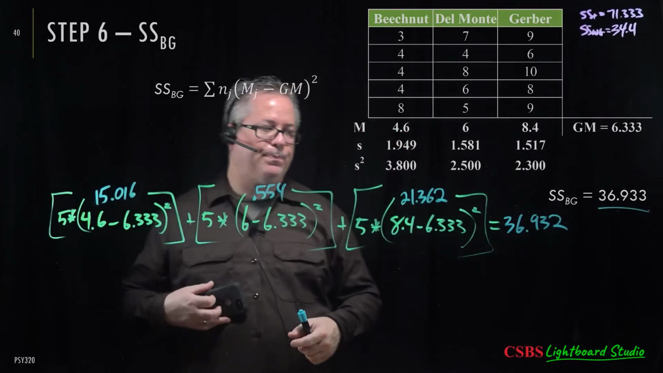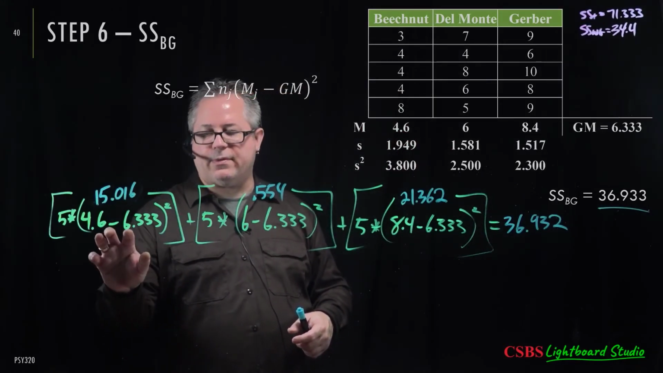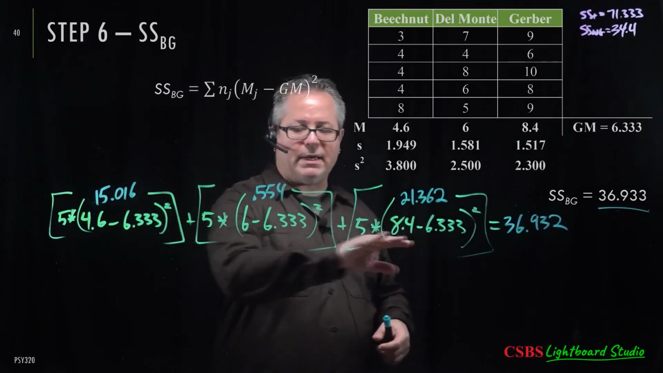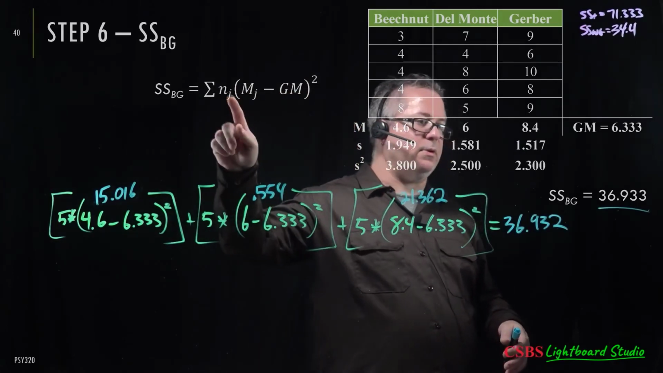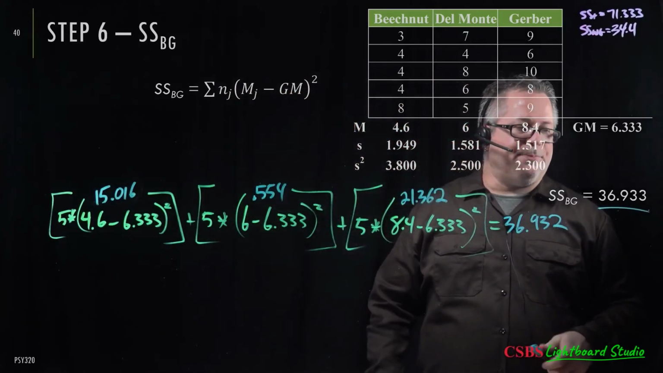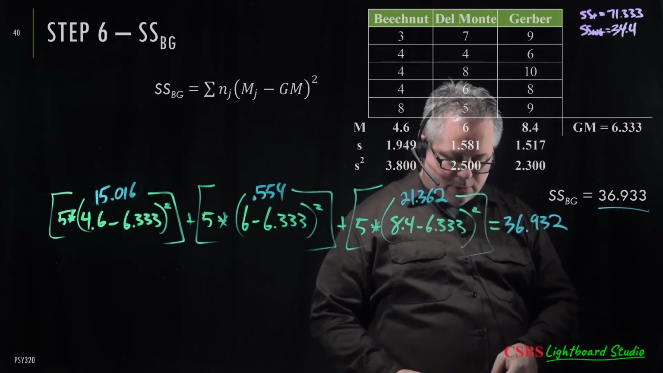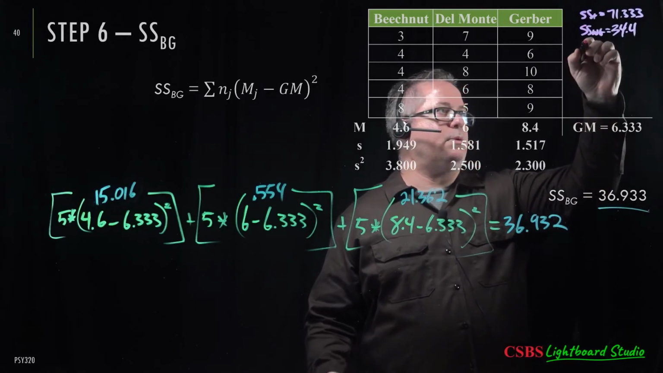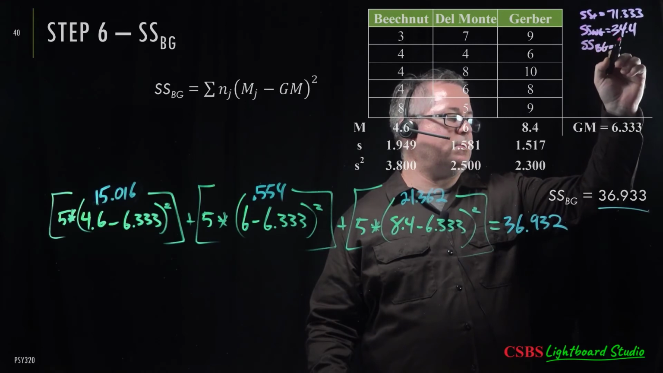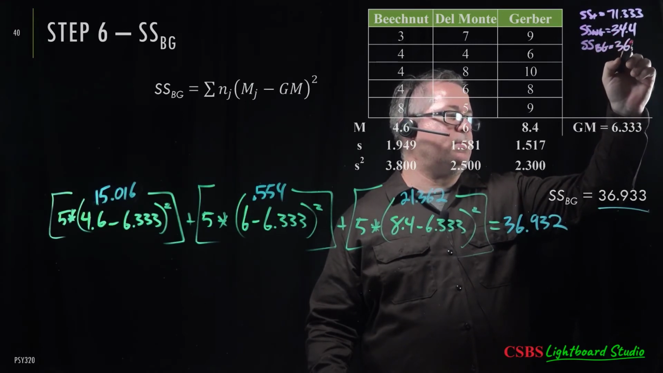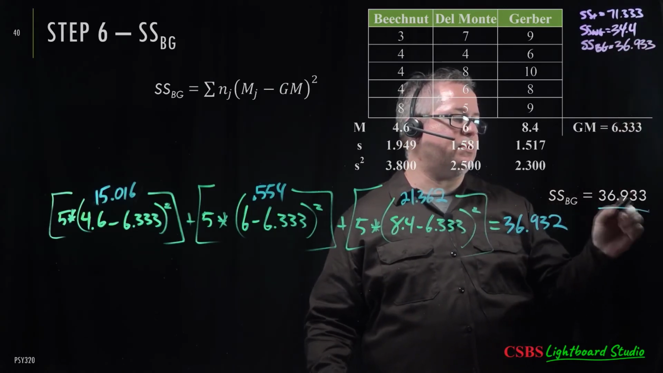It's not too bad. All right, so I was able to do that, and again, I could have found the squared differences of each one, added them up, and then multiplied by 5 because they're all the same. But in this case, I followed the equation to do it that way. So up here, the sum of squares between groups equals 36.93. I'll just leave this version up here, 36.933.